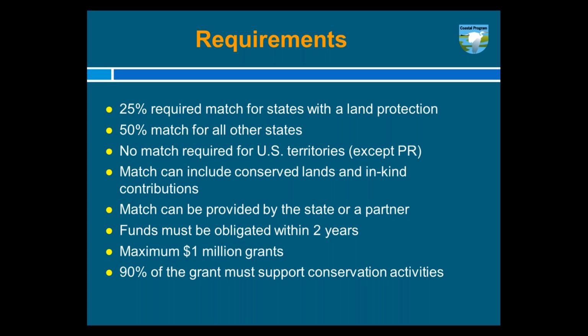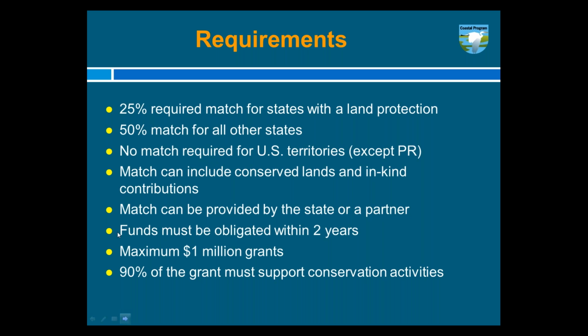Funds must be obligated within 2 years of the grant. There's a maximum of $1 million per year for grants. That's not per project. Some projects have different phases and different phases come in different years. That's per year. So typically grants are between, I would say, 400,000 and $1 million. A small grant might be less than 400,000, but that's what we normally see. And 90% of the grant must support conservation activities. Occasionally we have parts of a grant that are for other things besides conservation, and that has to be limited to just a small portion of that grant.